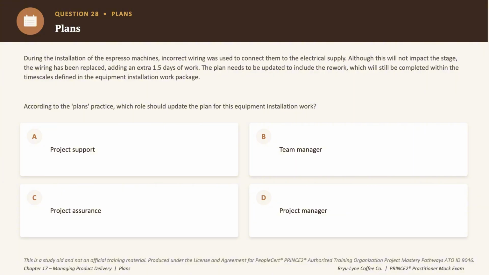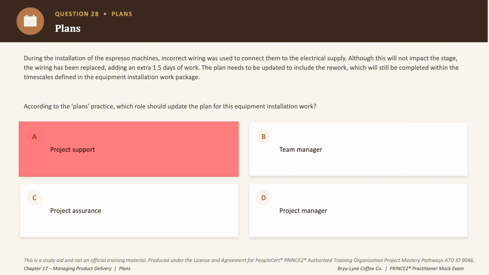Now, option A says project support. Now, that is definitely not true because project support assists with plans and administrative works, okay? And they do not update the team plan itself because it is definitely not their call to make, okay? So eliminated. Option C says project assurance, whose role is reviewing and advising on feasibility. It is overall an advisory role, okay?